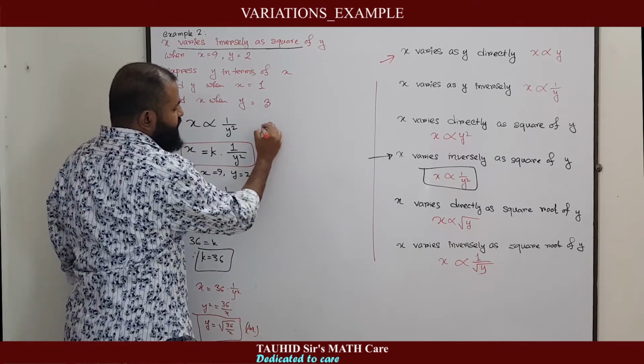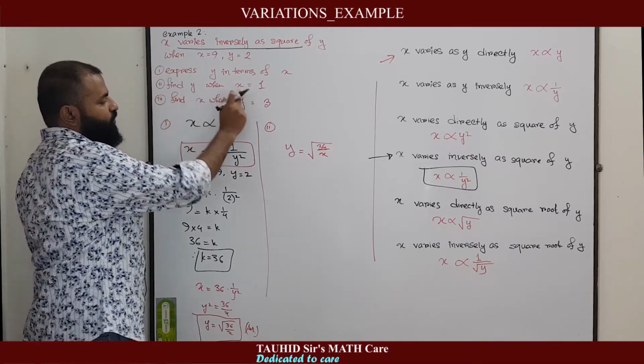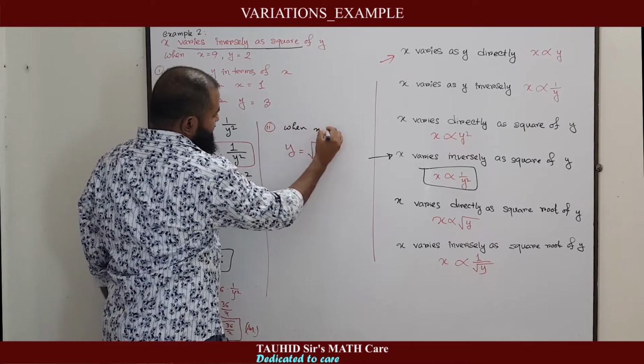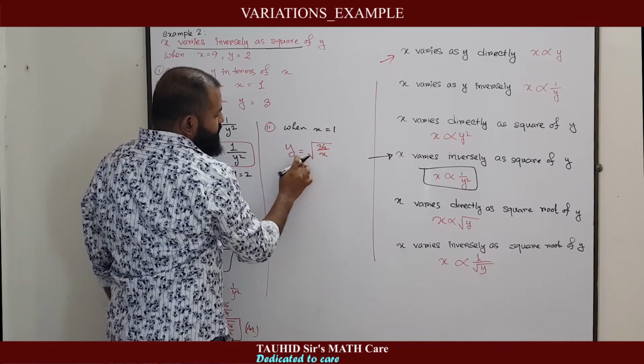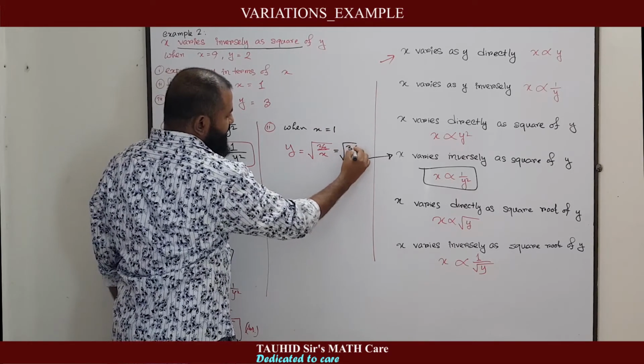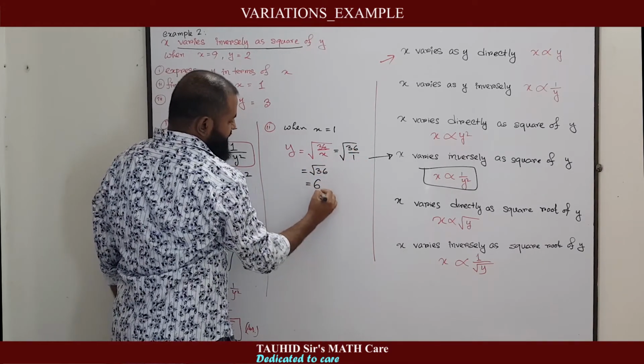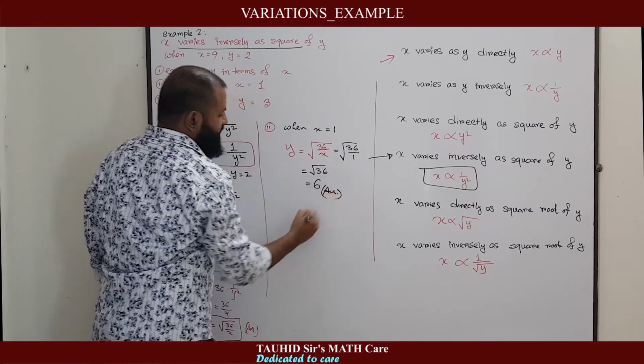What about question number 2? Question number 2 asks you what is the value of y when x equals 1? When x equals 1, y equals root over 36 divided by x. That means root over 36 divided by 1 equals root over 36. This is 6. This is the answer of question 2.